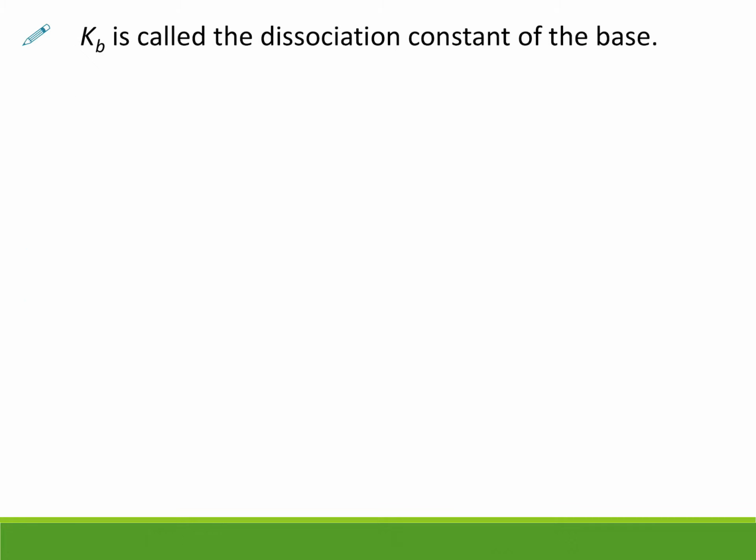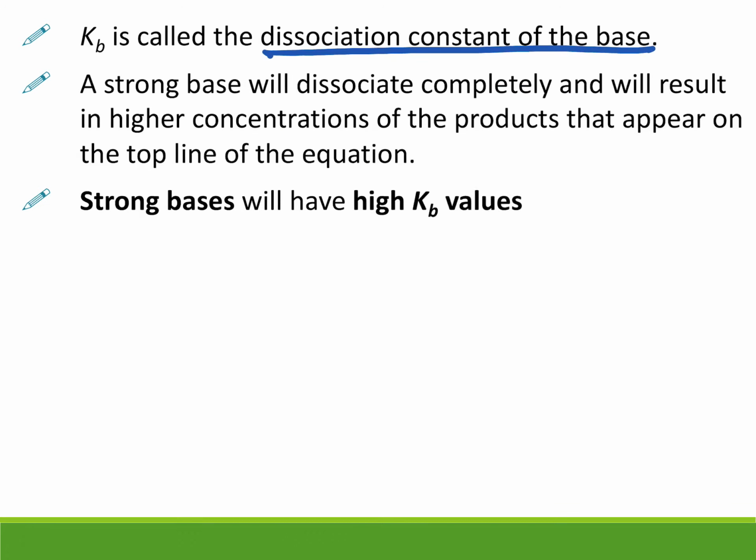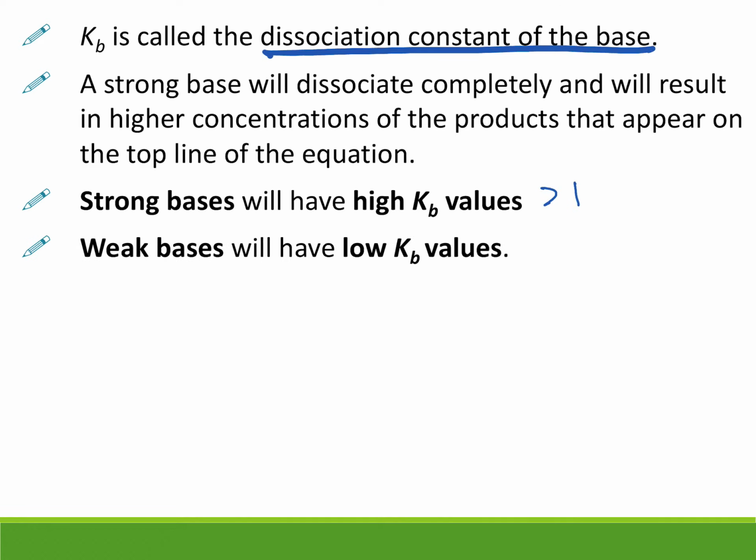Now this time it's called the dissociation constant. Dissociation because most bases dissociate. A strong base dissociates almost completely. We've spoken about that. So there's more product, so it's a high Kb value. Strong bases have a high Kb value. That means we have a value greater than 1. Weak bases have a low Kb value, which means they have a value less than 1.